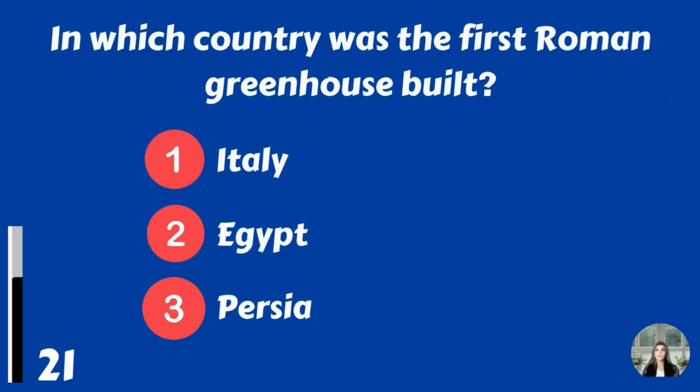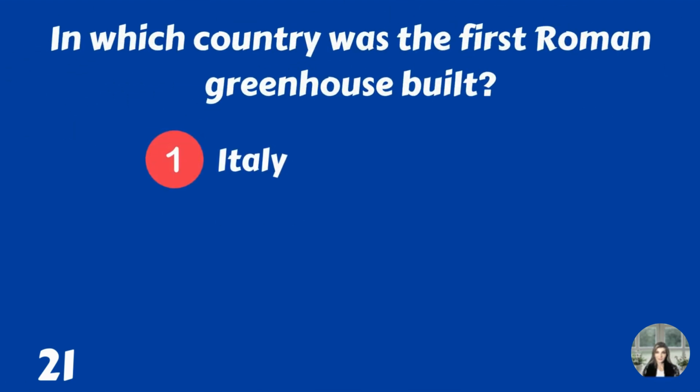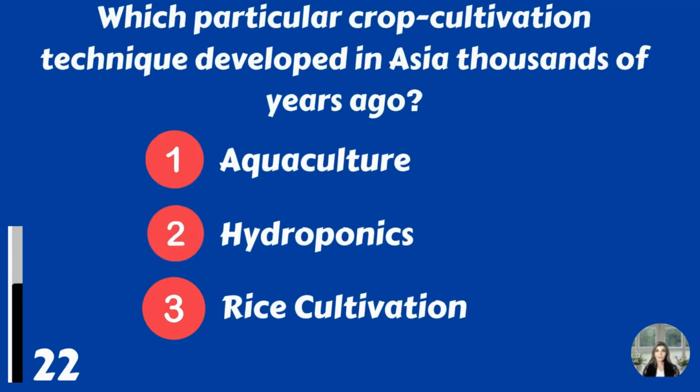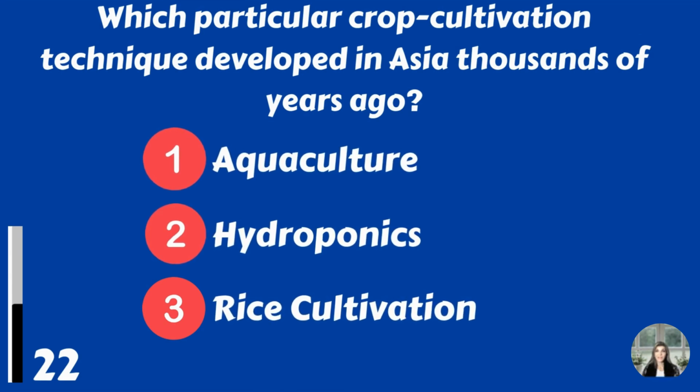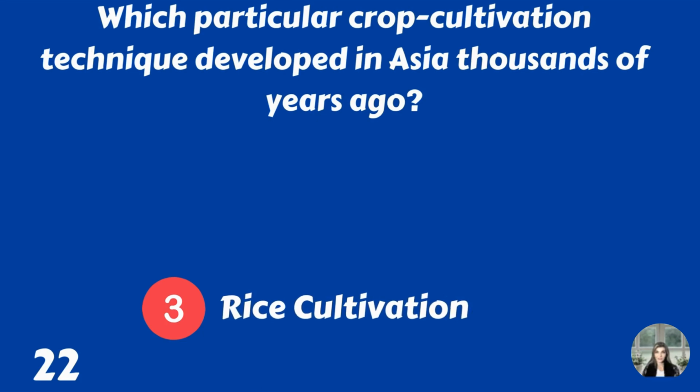In which country was the first Roman greenhouse built? Italy, Egypt, or Persia? Italy. Which particular crop cultivation technique developed in Asia thousands of years ago? Aquaculture, hydroponics, or rice cultivation? Rice cultivation.